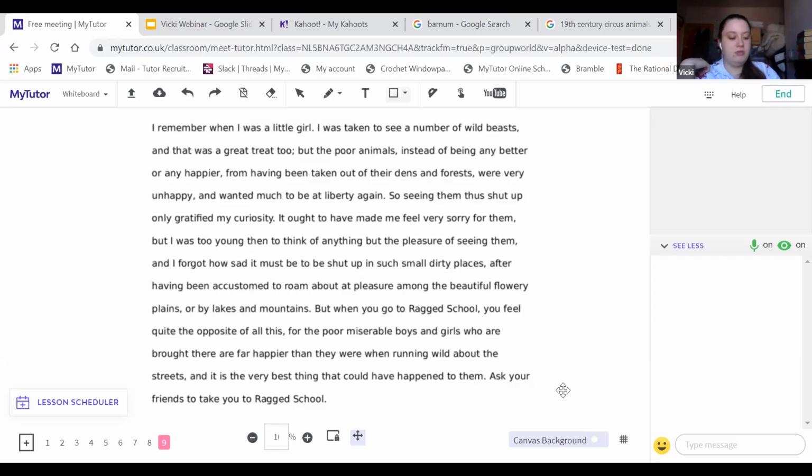But when you go to ragged school, you feel quite the opposite of all of this, for the poor miserable boys and girls who are brought there are far happier than they were when running wild about the streets, and it is the very best thing that could have happened to them. Ask your friends to take you to ragged school.